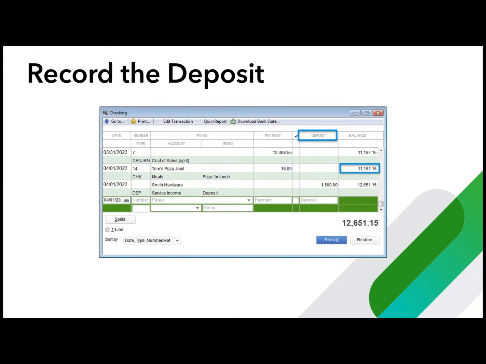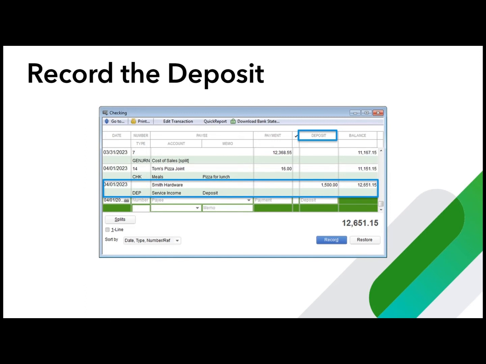The deposit increases your checking account balance. You should record the date you made the deposit, from whom you received the money, Smith Hardware, and you should categorize or explain the reason you received the money, in this case, income for services rendered. You must also record the amount of the deposit, $1,500. You just accounted for a deposit. See, it's not so hard.